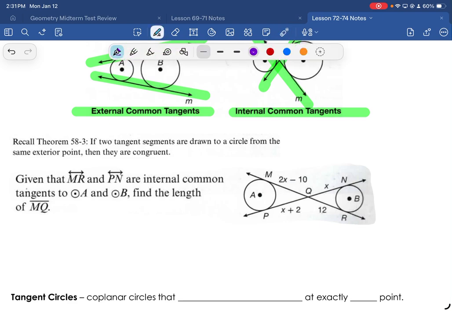So we're going to write 2 times 12 minus 10 equals what? 14. 14 is segment MQ.